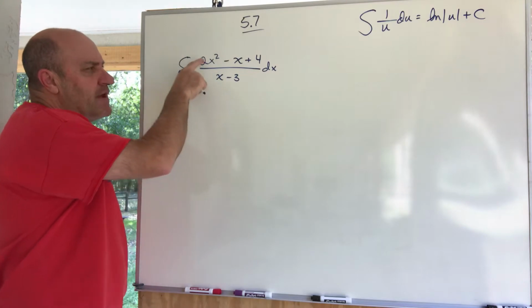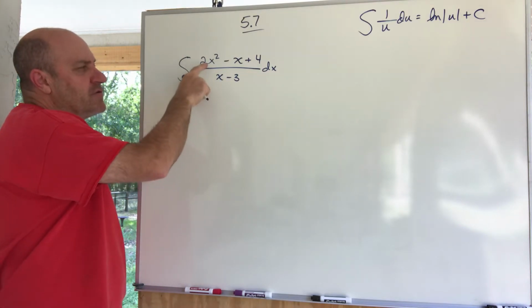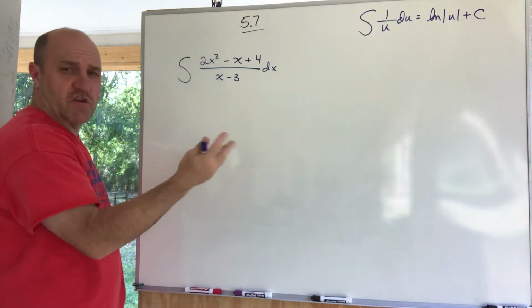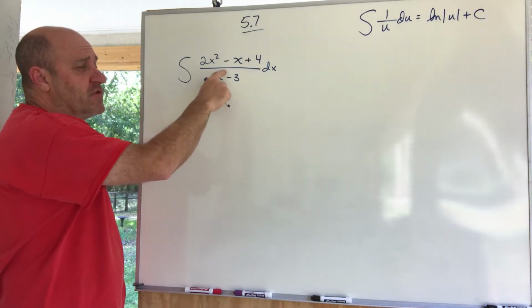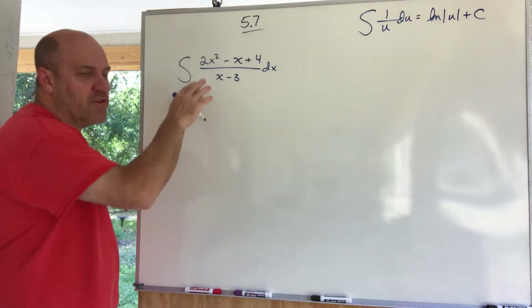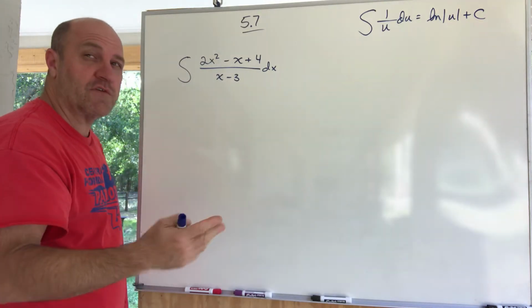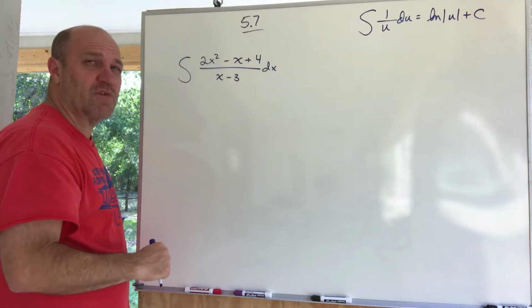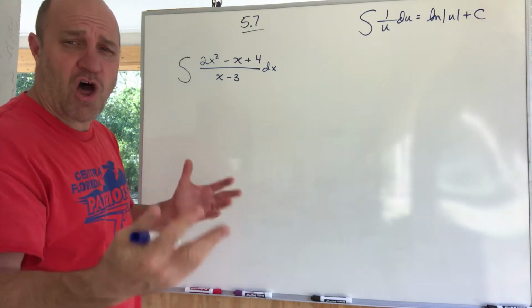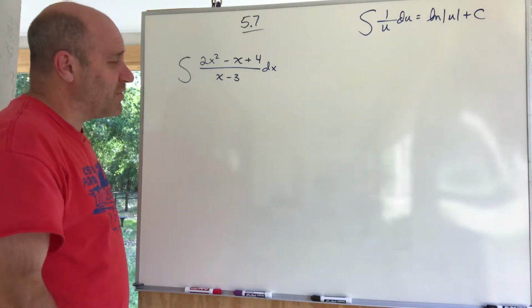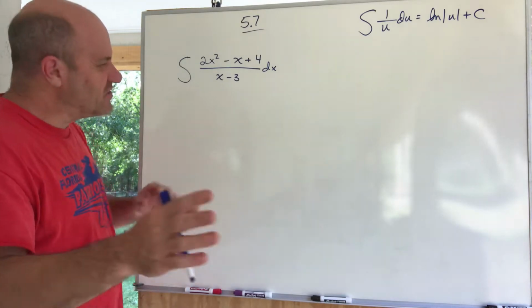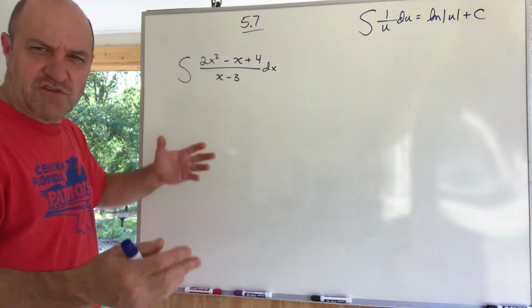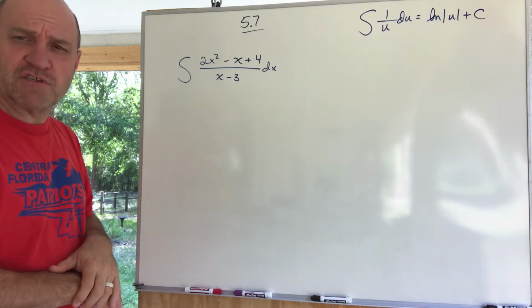Anytime the numerator is a higher degree, so the numerator is an x squared, that's degree 2, and the denominator is just a linear function, so it's degree 1. So when the numerator is greater or equal to degree, you ought to do good old long division before you integrate. It's sort of like an improper fraction, and you should make it proper by doing long division.